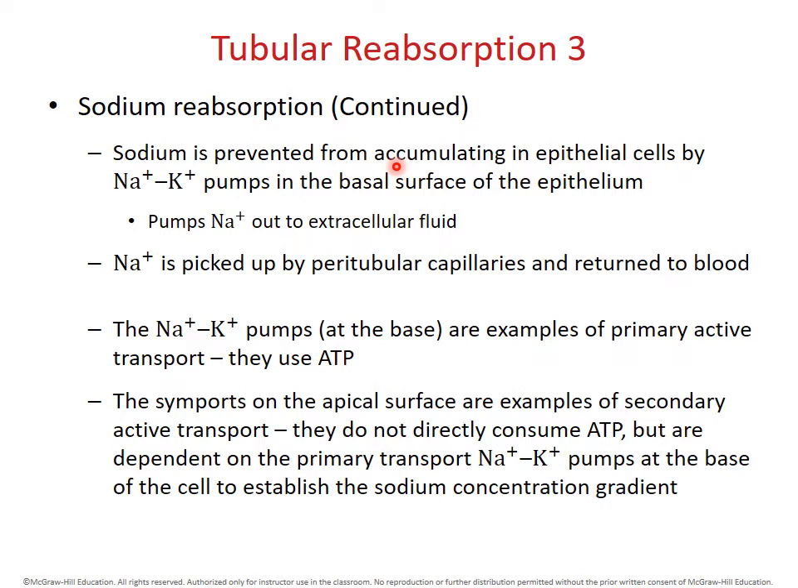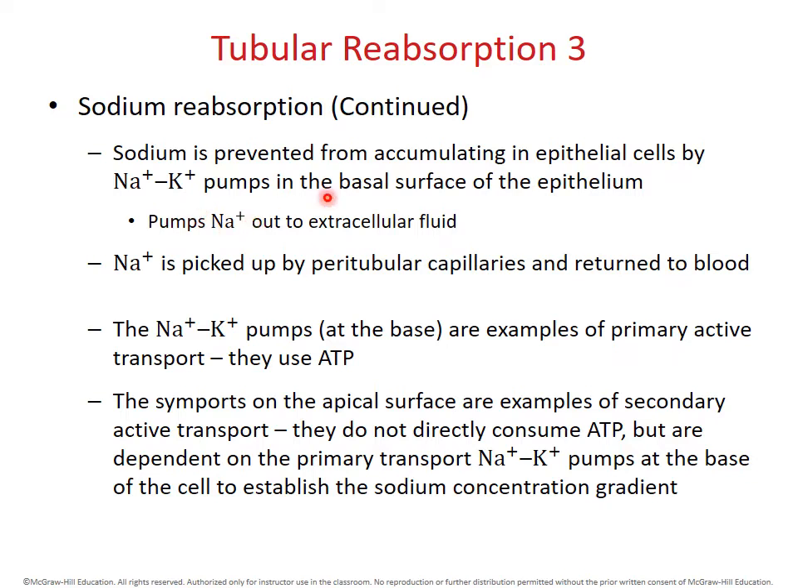Well, remember, all cells have a sodium-potassium pump. And these cuboidal cells that line the proximal convoluted tubule have their sodium-potassium pumps localized in the basal side of the cuboidal cells. So on the apical side, facing the tubular fluid, they don't have any sodium-potassium pumps, and sodium only moves into the cell. But on the opposite side, the basal side, that's facing the peritubular capillaries, we have lots of sodium-potassium pumps. And remember, the sodium-potassium pump always pumps sodium out of cells.